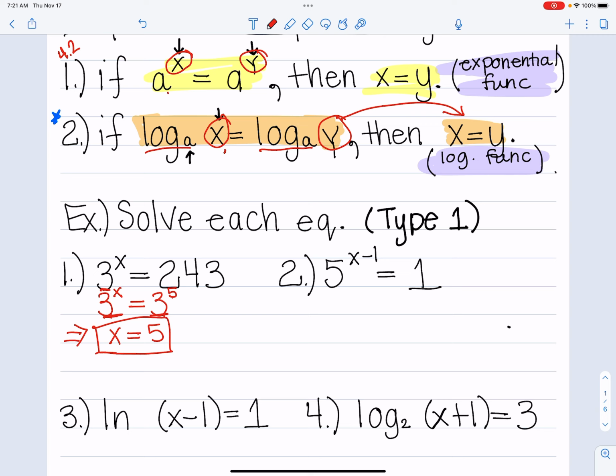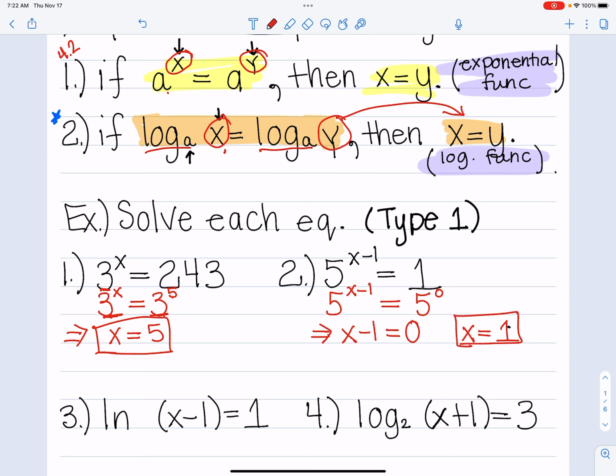Number 2, we have 5 raised to the x minus 1 equals 1. We have a base of 5, and on the other side it's 1. We would make this a base of 5. Let me show you how. This stays as 5 raised to the x minus 1, but anything raised to the 0 power equals 1, so I can change this 1 to 5 to the 0 power. Now we have the same base on each side, which is 5, and we can set exponents equal. So x minus 1 equals 0, and when we solve this, we get x equals 1.